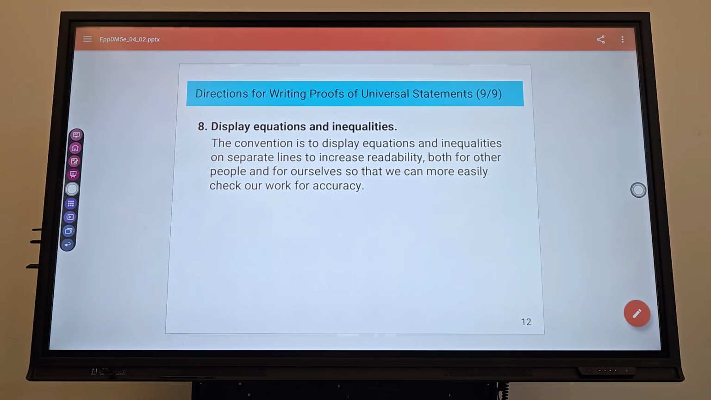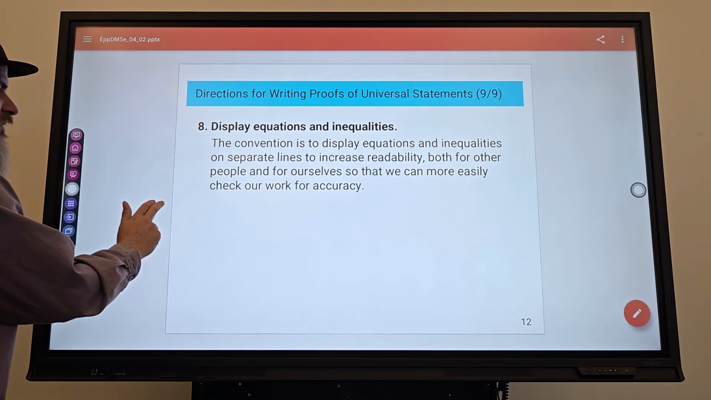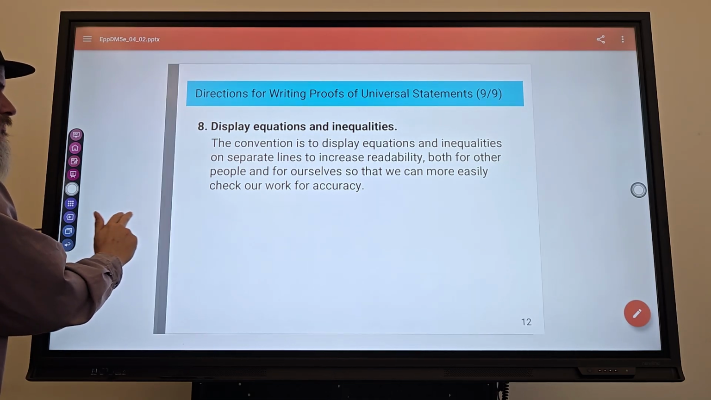Display equations and inequalities. The convention is to display equations and inequalities on separate lines to increase readability, both for other people and ourselves. It makes checking your work for accuracy easier.